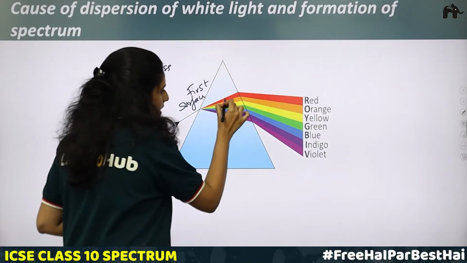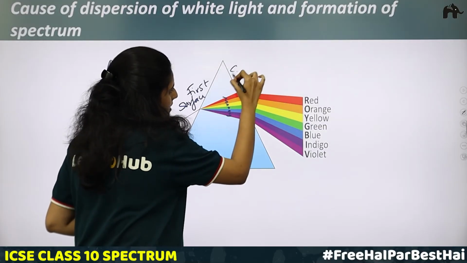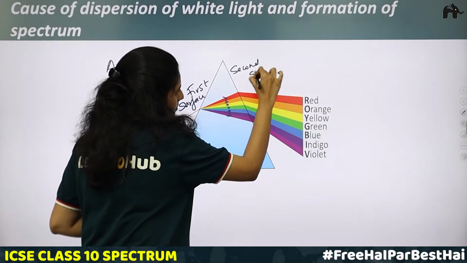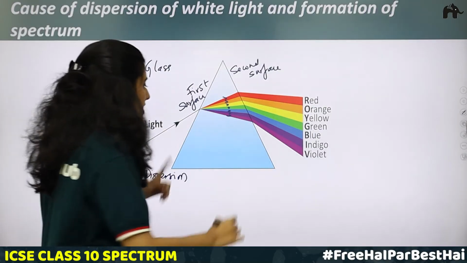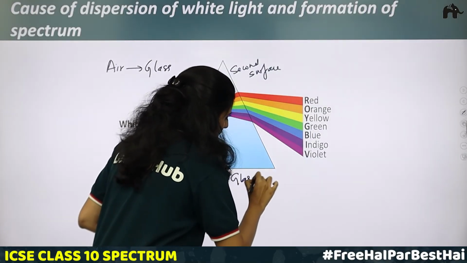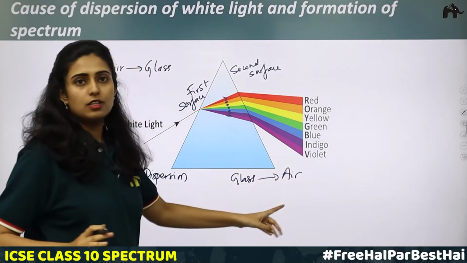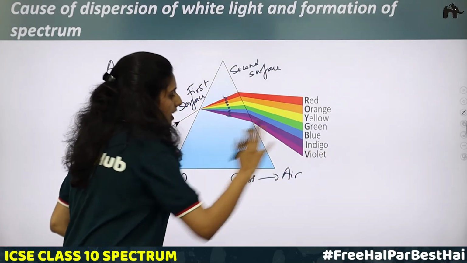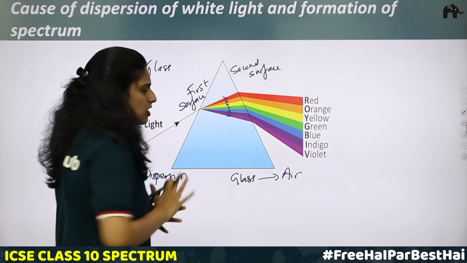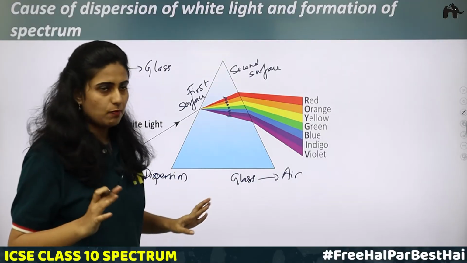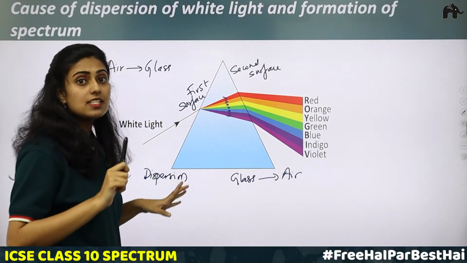Now what happens? These colors will then strike the second surface. In the second surface, what is happening? The light is traveling from glass to air. The light should come out of glass and emerge into the air. Here is there dispersion, is there splitting? So splitting is not happening. Dispersion is happening only in the first surface. Here what happens is just refraction.